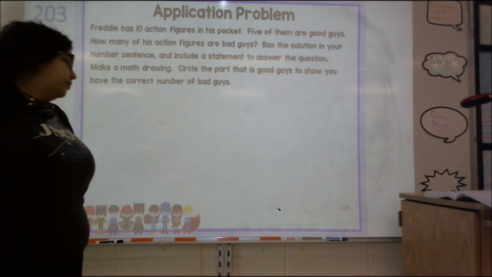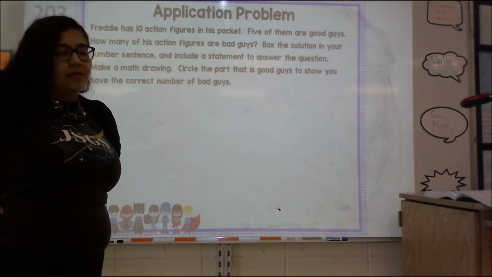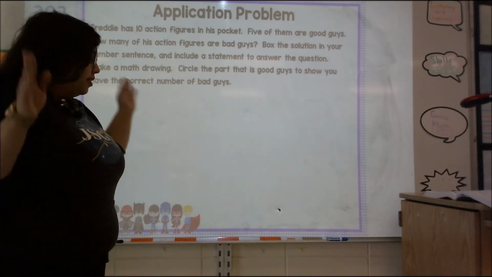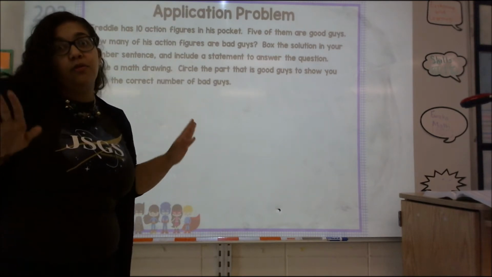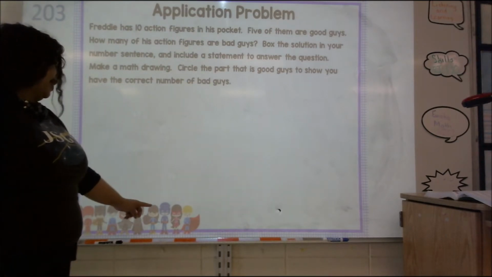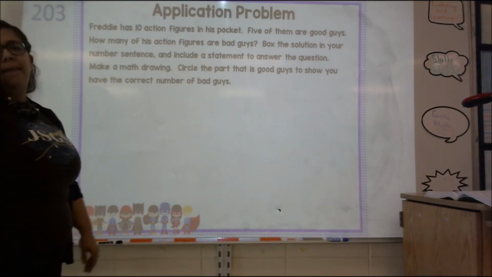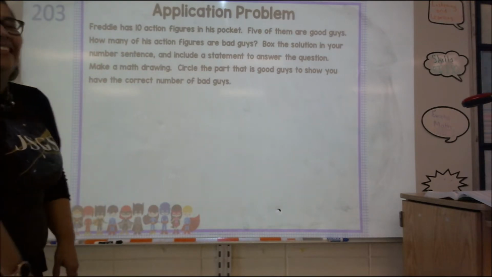Circle the part that is good guys to show you have the correct number of bad guys. And no, we're not talking about anti-heroes. Loki doesn't count. Sometimes he's good, sometimes, like, no. These are just the straight good, straight bad. They're DC characters, okay? We'll go with that. All right, see, look, down here. DC. I don't know why Cap is there. He wouldn't be hanging out with Batman. Somebody needs to work on their animation. I didn't make this.